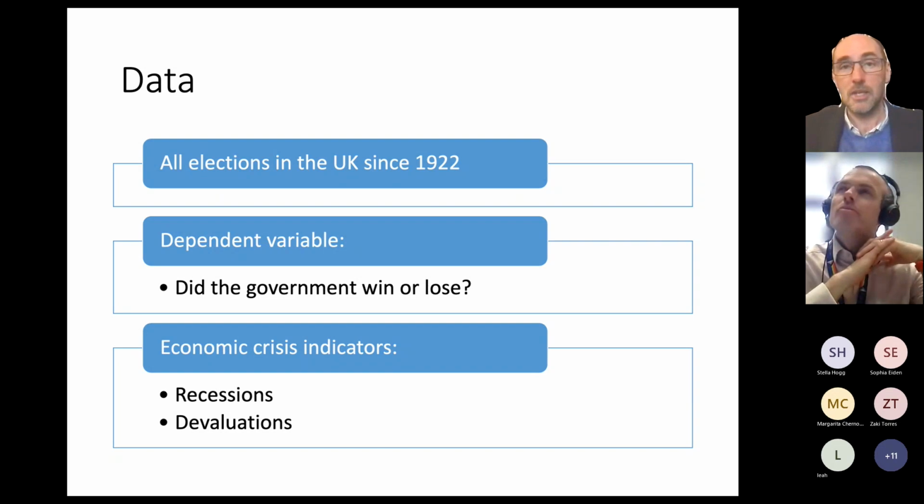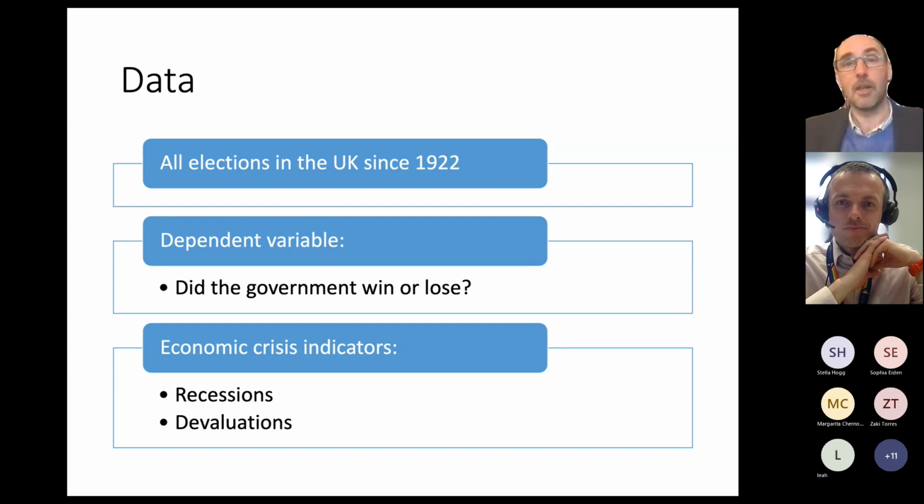And one was the famous ERM crisis in September 1992, which was extremely costly for UK public finances. And it was damaging for the government's economic credibility at the time. The other is the devaluation in 1967 in Wilson's government. But other than that, all the other devaluations also coincide with recessions.